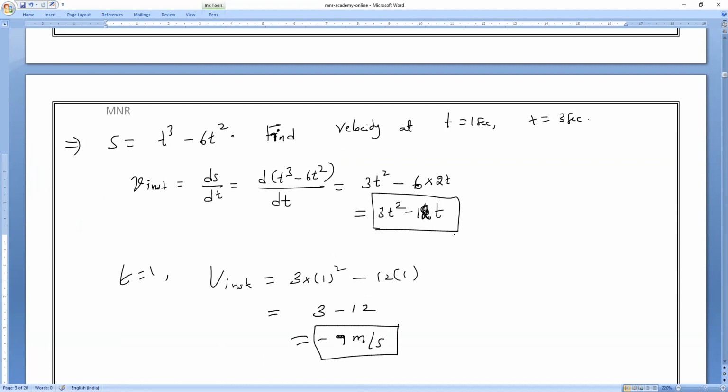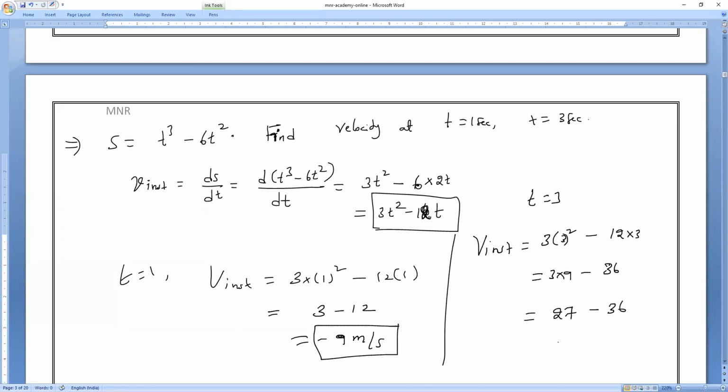Same way, t is equal to 3. V instant is equal to 3 into 3 square minus 12 into 3. So which is equal to 3 into 9 minus 12 into 3, which is 36. 9 threes are 27, minus 36, which is equal to minus 9 meters per second.